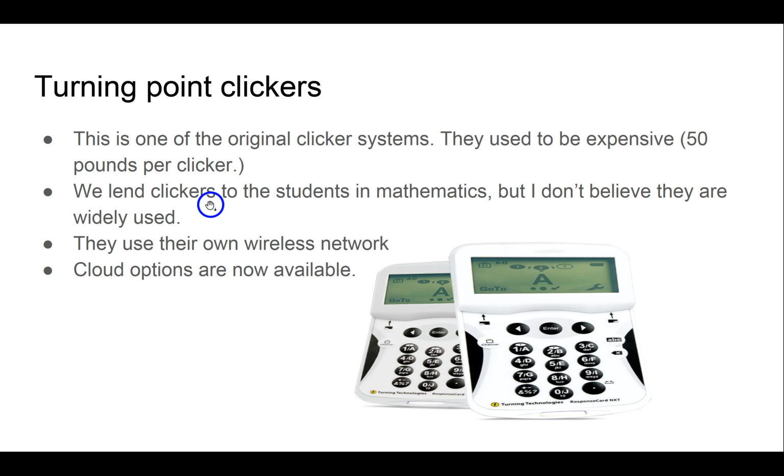And also when they did the survey, they often find that not everybody brings the clickers into class. The advantage of these things is that they use their own wireless networks. And now there are cloud options. Turning Point now offers a cloud, and I think at Plymouth there are 2 licenses available for up to 500 students, but I guess there's not too many options.